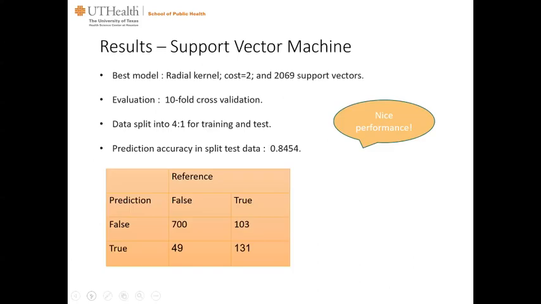The result for support vector machine has our best model with radial kernel, and the cost function equal to 2, and it has 2069 support vectors. We evaluated with tenfold cross-validation, and the prediction accuracy in the split test set is 0.8454.